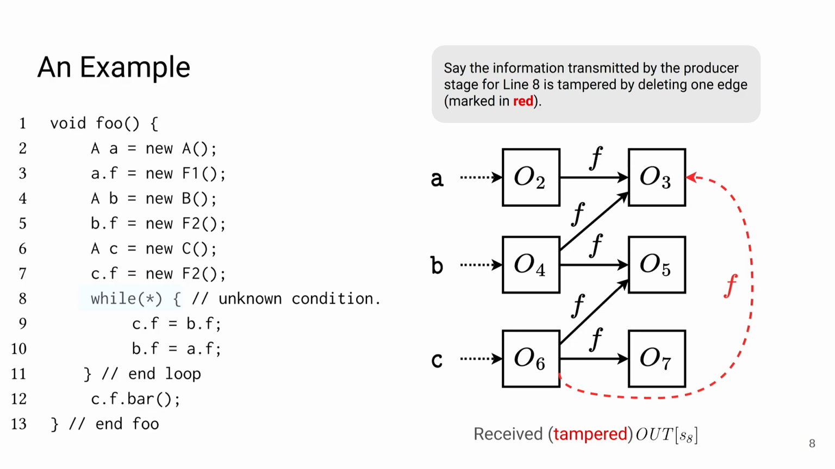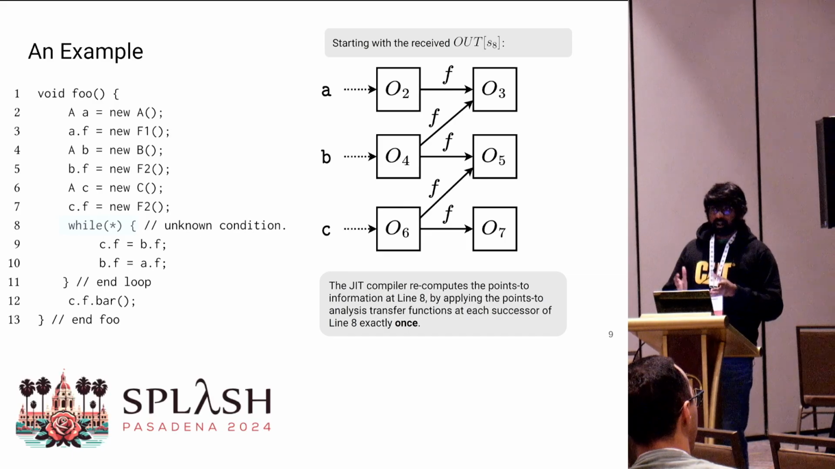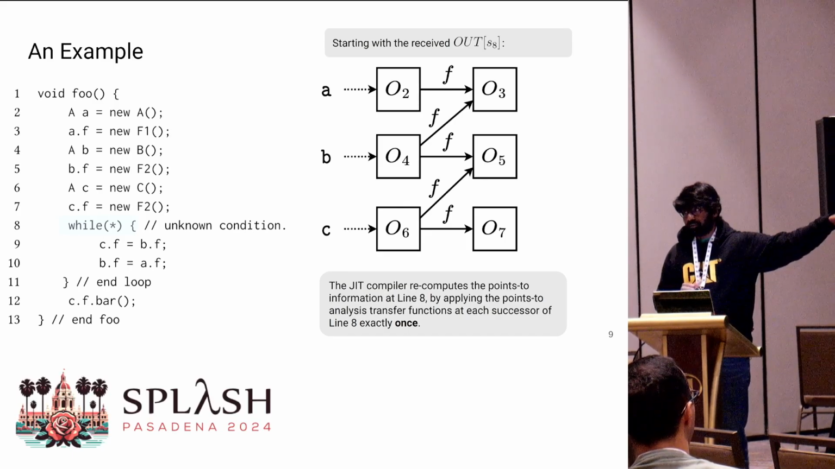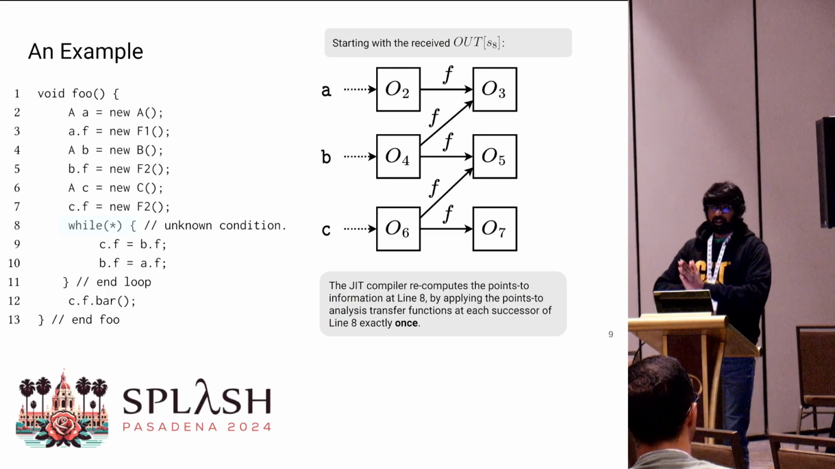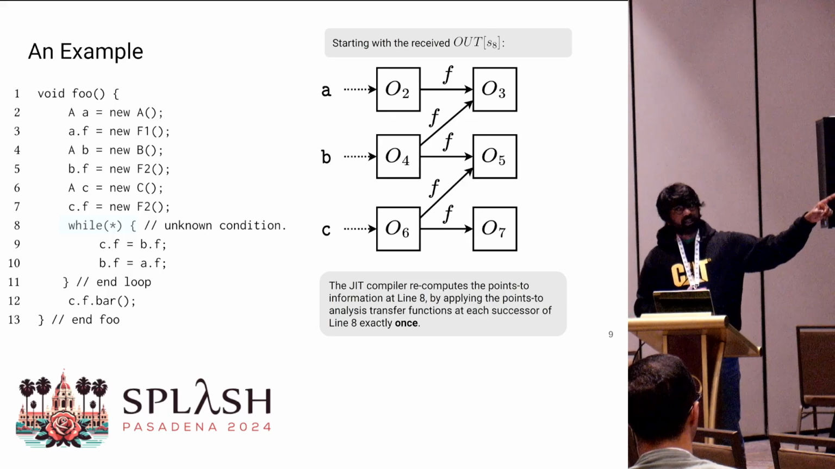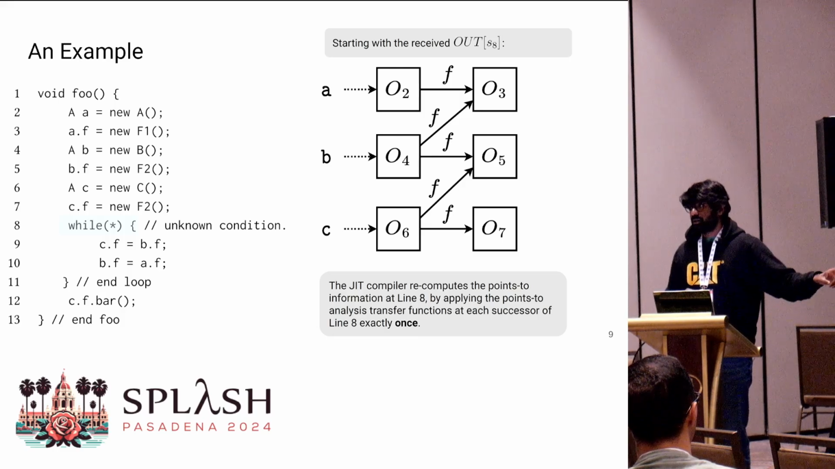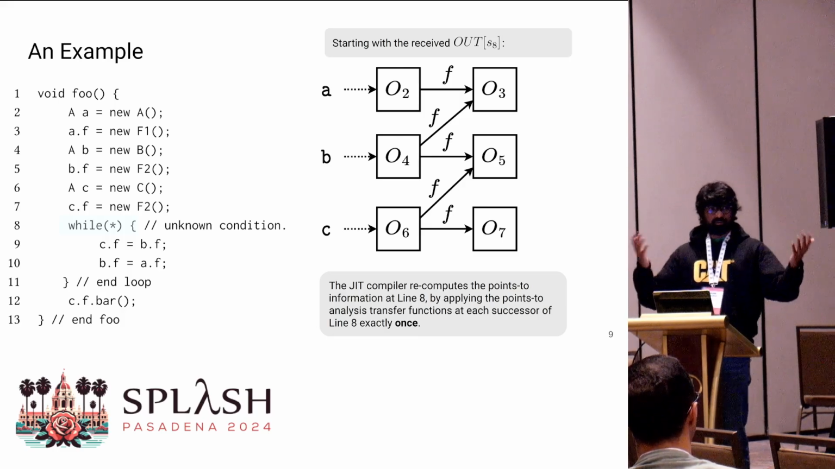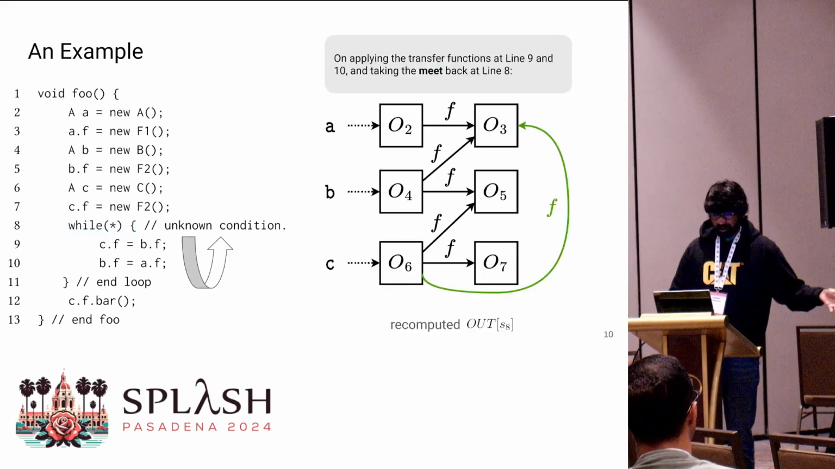So let's look at how the JIT compiler can actually catch this tampering. Like I said, this is the result of a terminated fixed point PTA. And because of that, this represents a fixed point value for the program, or at least it is claimed to represent a fixed point value for the program. And if you were to compute out of S8 one more time, if you were to recompute it on the consumer side, this should not change. That is the invariant that we hope to check, and that forms our safety check, right? Let's try to see if that is in fact true. Let's try to trace that.